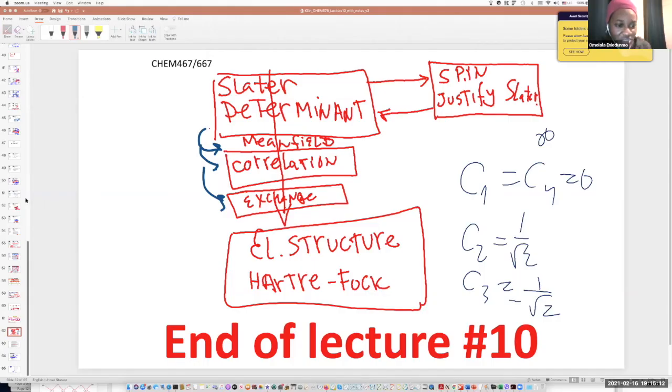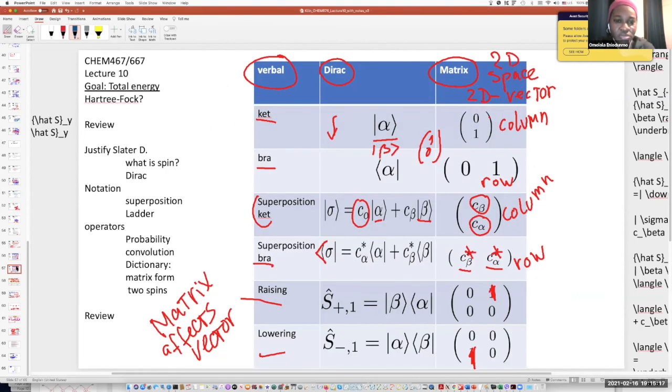On slide 57, what's the difference between superposition cat and superposition bra? Here, superposition cat and superposition bra, these two. What's the difference? Okay, thank you for the question. I think I'm ready to answer.